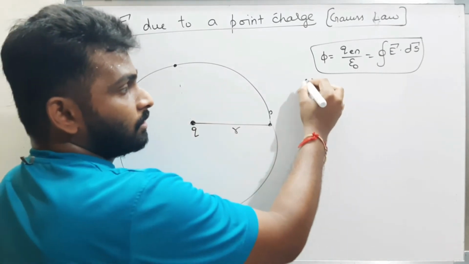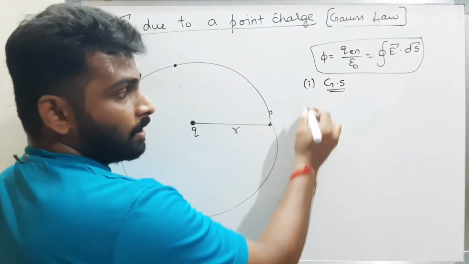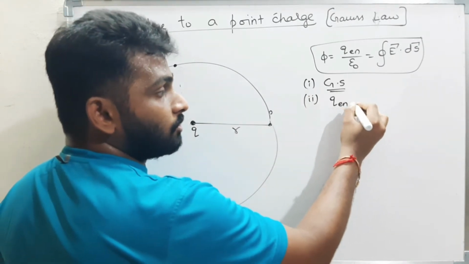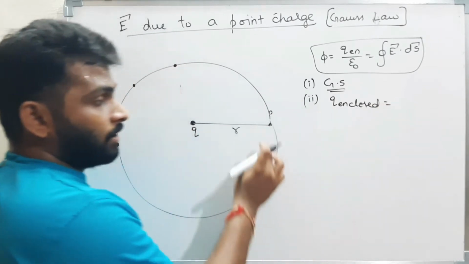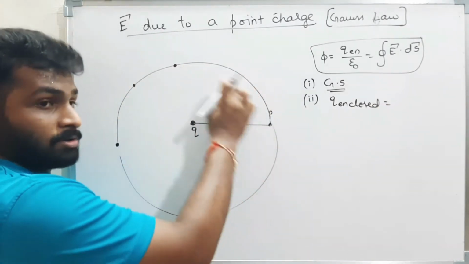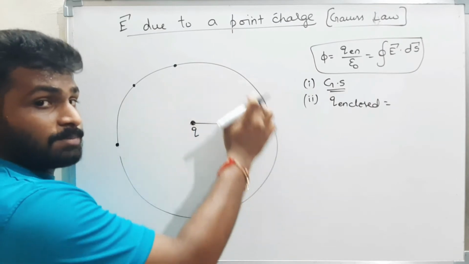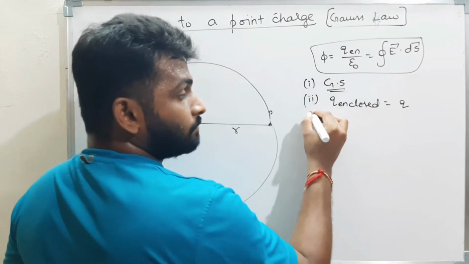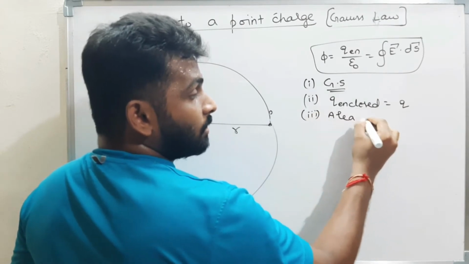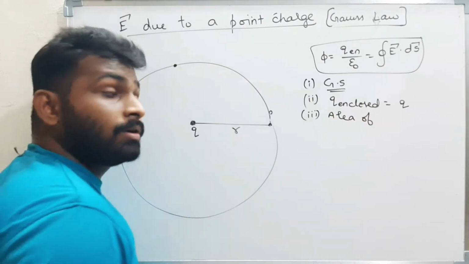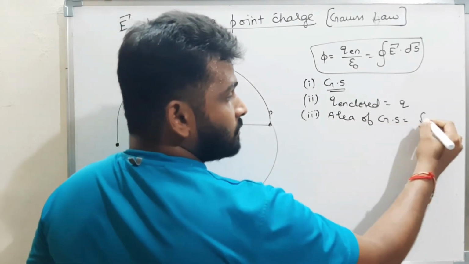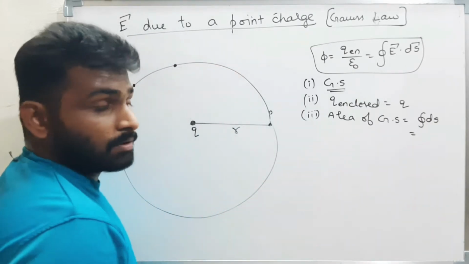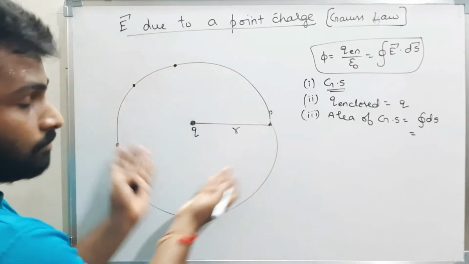First point is completed. I took the Gaussian surface. Now second point: I have to find the charge enclosed in this Gaussian surface. That means I have to find Q enclosed. What charge is present in this Gaussian surface? The charge present is simply Q. Okay, the charge enclosed I got as Q. And third one, area of the Gaussian surface. The area of the Gaussian surface is nothing but the surface integral of ds. The surface integral of ds will give the area of the Gaussian surface. Now what is the area of this spherical shell?